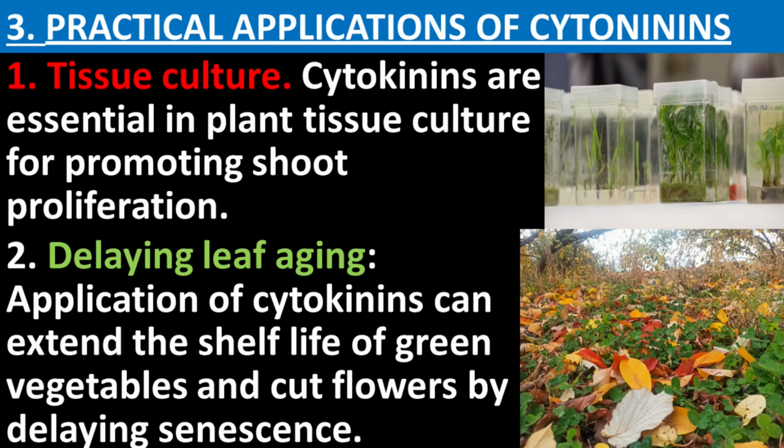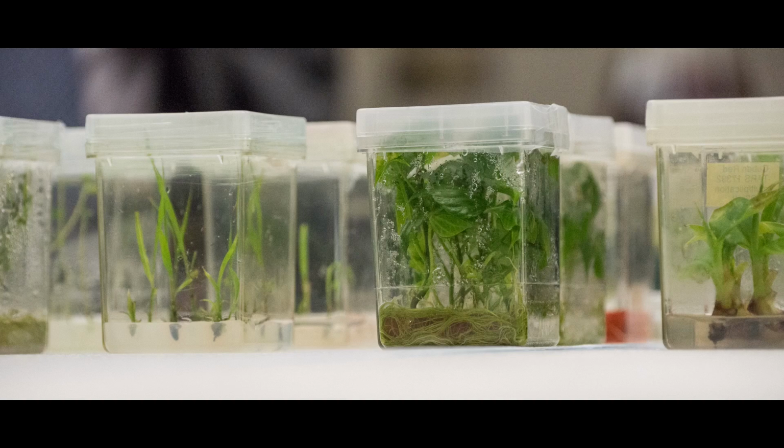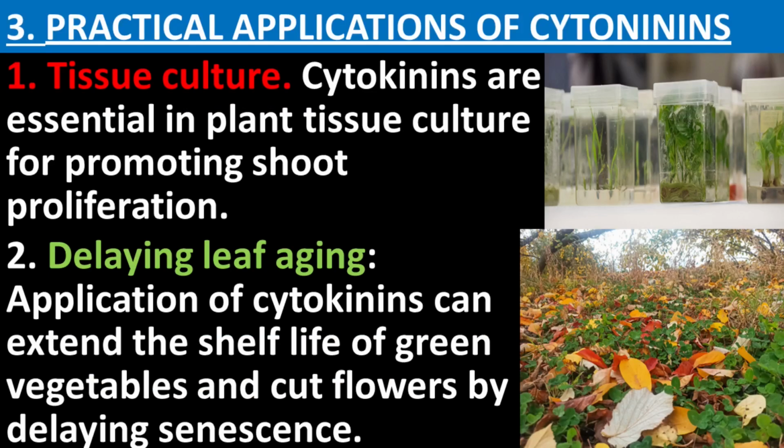Practical applications of cytokinins. Tissue culture: cytokinins are essential in plant tissue culture for promoting shoot proliferation. Delaying leaf aging: application of cytokinins can extend the shelf life of green vegetables and cut flowers by delaying senescence.